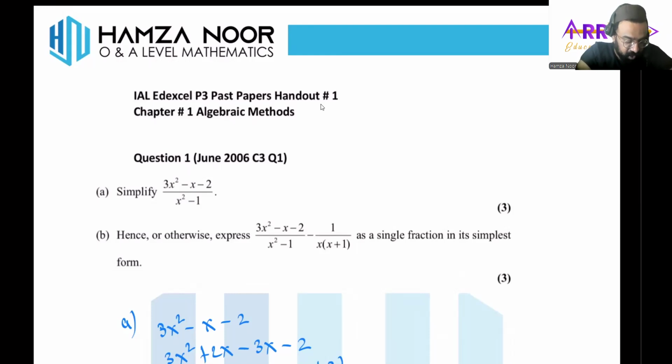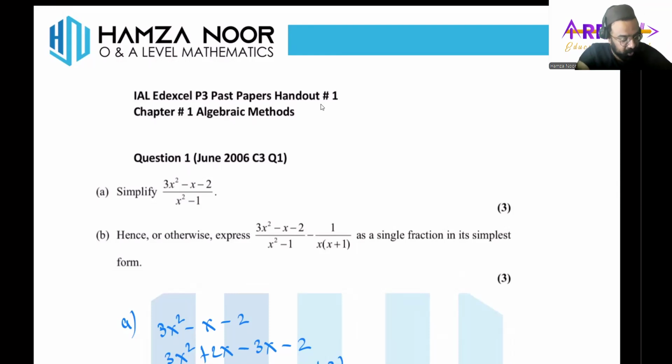So first of all, we have this past paper question, June 2006, C3, question number 1, the old specification of P3. Those past paper questions are still important for you. So these are some old questions over here. We will also discuss the latest questions as well throughout the session and in my upcoming recordings as well.